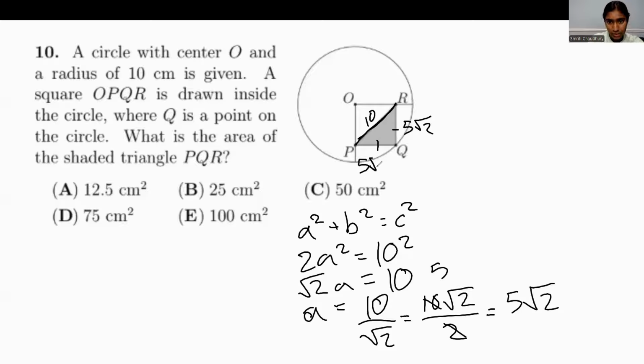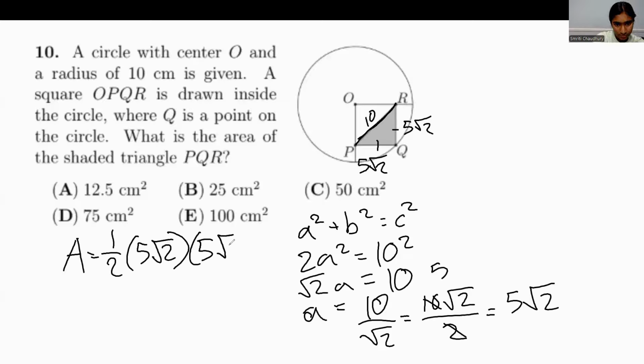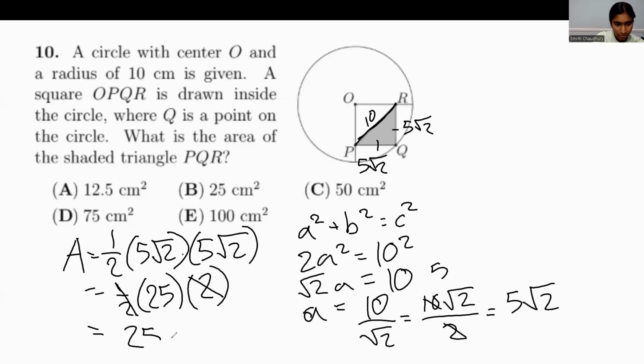But we're solving for the area of this triangle. So let's see. That would be half times a side, so 5 rad 2, times 5 rad 2, which is half times 5 times 5 is 25, and then rad 2 times rad 2 is 2. And now our 2 and our half will cancel out, which means the area of the triangle is 25 centimeters squared. So our answer is B.